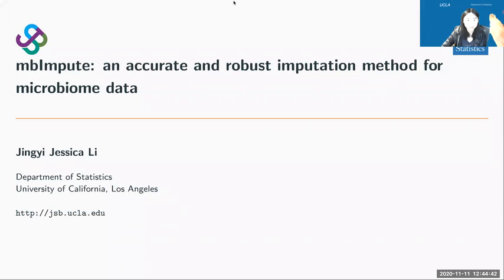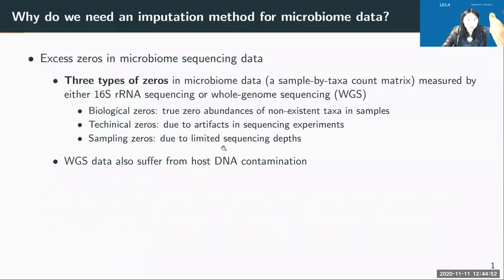I'm very excited to share our recent work called mbImpute. It is an imputation method specifically designed for microbiome data. So why do we want to have an imputation method for microbiome data? The motivation lies in the existence of excess zeros in microbiome sequencing data, regardless of the technology being 16S RNA sequencing or whole genome sequencing.